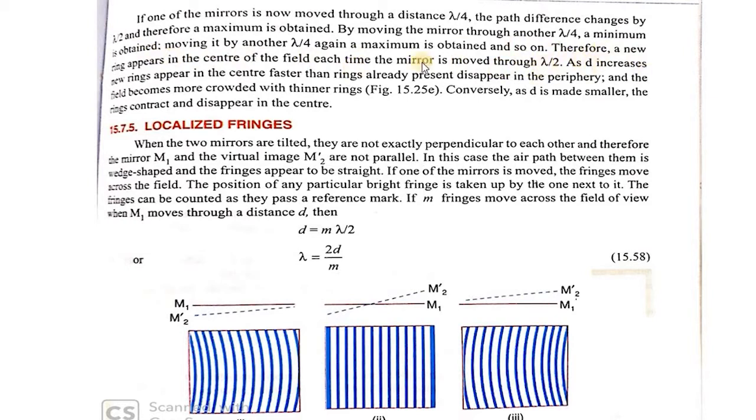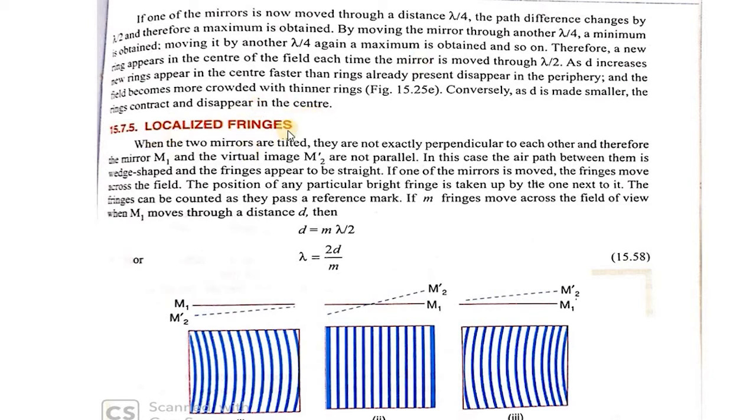As D increases, what happens? New rings appear in the center faster than the rings already present, and the field becomes more crowded with thinner rings. Okay, that is understood as D increases. And when D is made smaller, the rings contract and they disappear at the center.